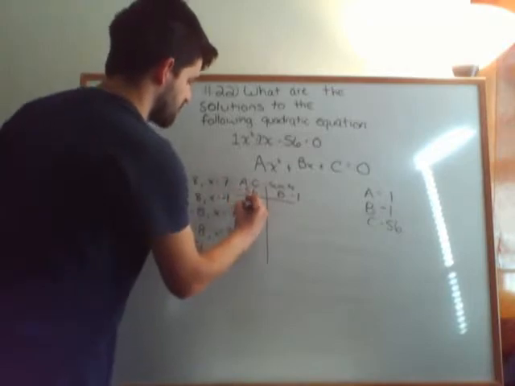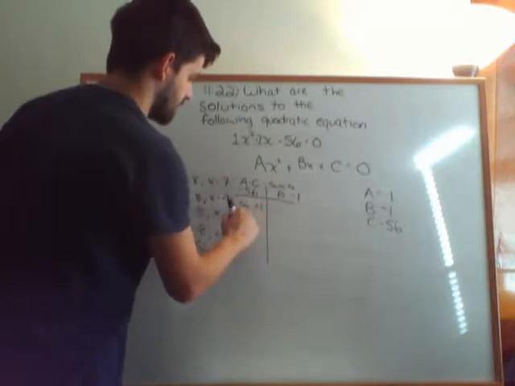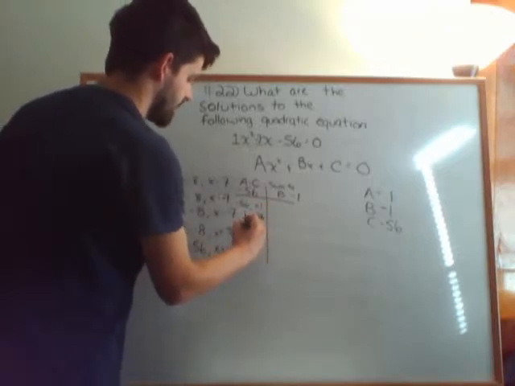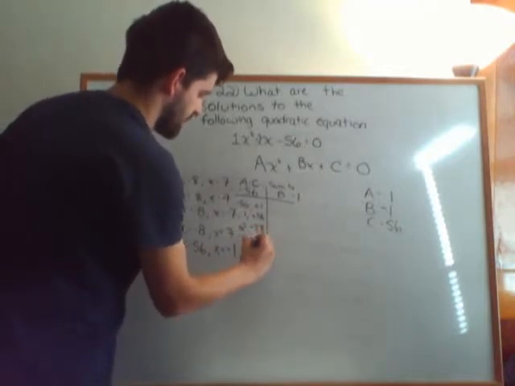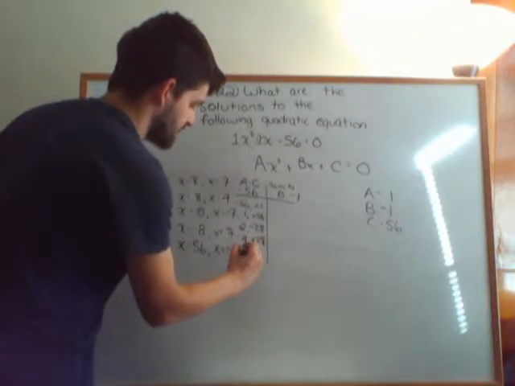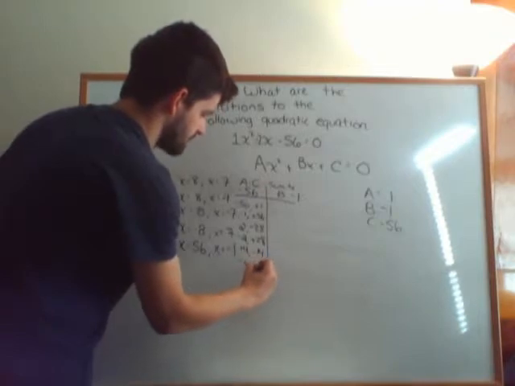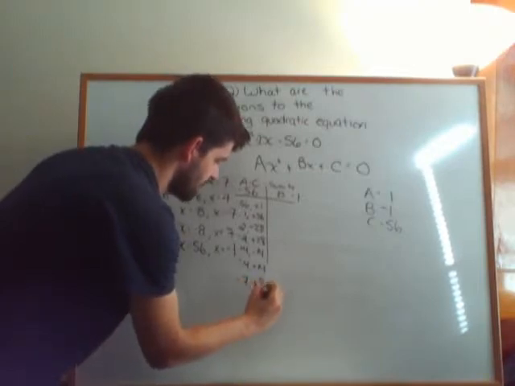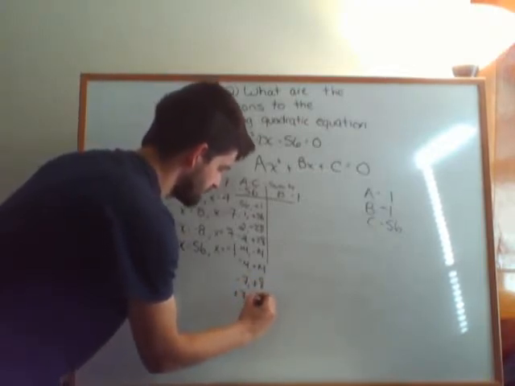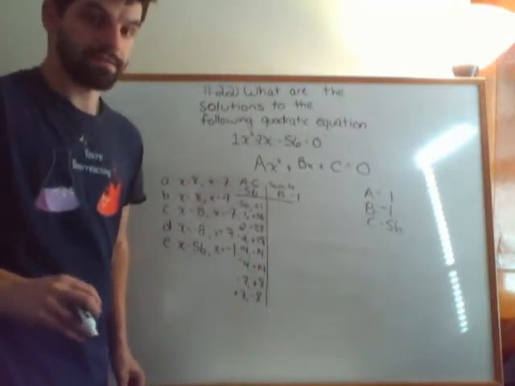So we're going to have negative 56 and positive 1. We're going to have negative 1 and positive 56. We're going to have positive 2 and negative 28. We're going to have negative 2 and positive 28. We're going to have positive 4 and negative 14. We're going to have negative 4 and positive 14. We're going to have negative 7 and positive 8. And we're going to have positive 7 and negative 8. These are all the factor pairs of negative 56.